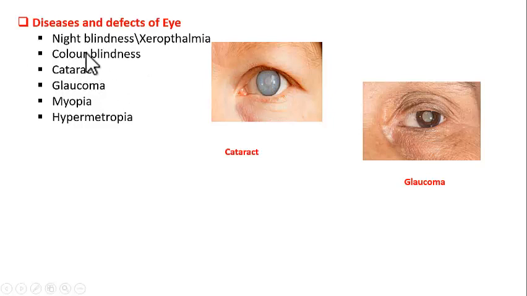Next is cataract. This is seen in older people where the eye looks clouded. If you see here over the iris, you find a cloudy appearance. This condition is called as cataract. This cloudy appearance is due to accumulation of certain proteins over the eye lens.